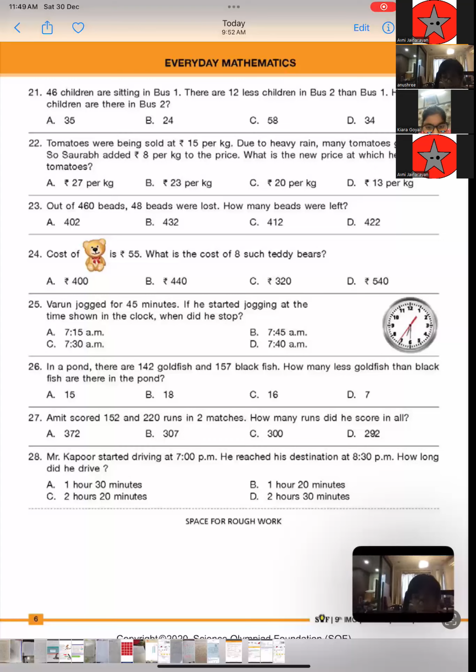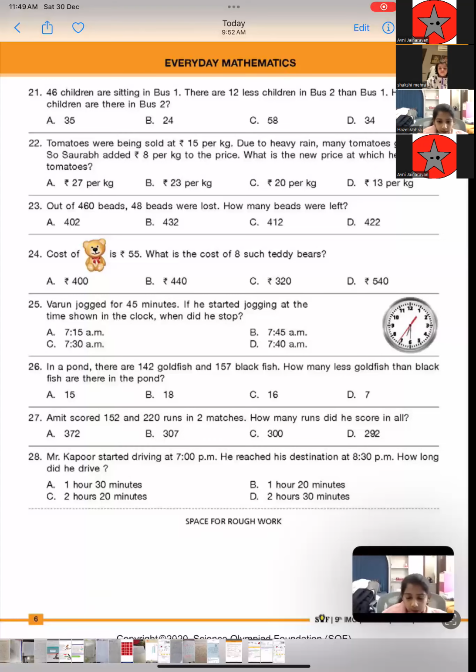Question number 23 now. Out of 460 beads, 48 beads were lost. So how many beads are left? If we do mental mathematics here, we should not subtract 460 from 48. We should simply subtract 60 from 48, and then you will get your answer, because 400 is definitely going to be there. Give me the answer, kids. Ma'am, 412. Fantastic.